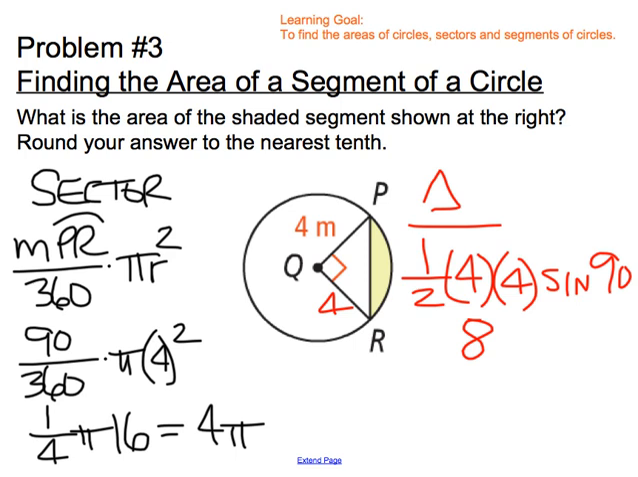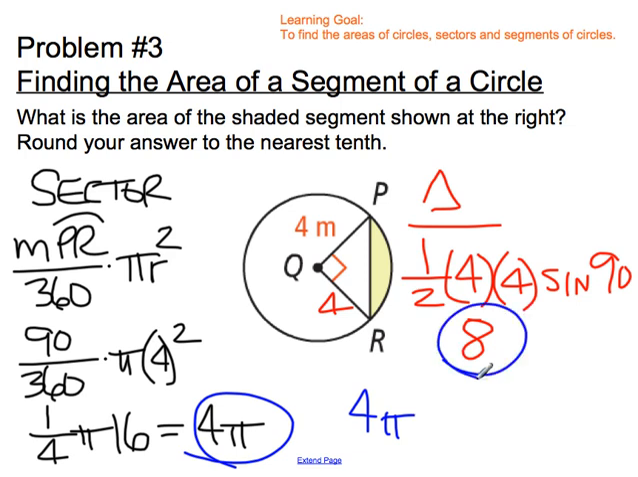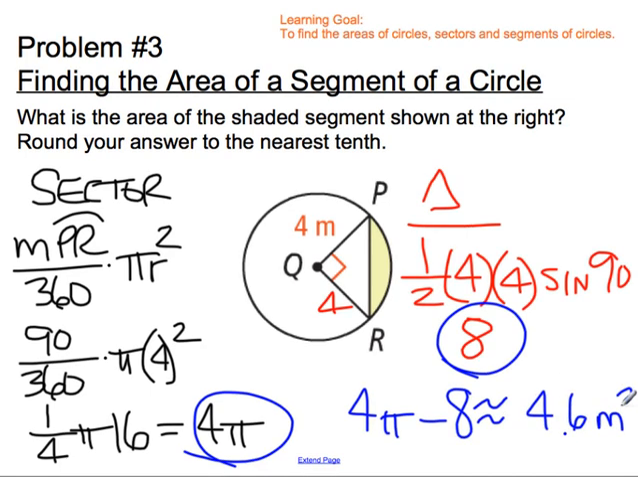So then remember, the area of the segment is the area of the sector, so 4 pi, and we're going to subtract from that the area of the triangle. So my final answer should be 4 pi minus 8. And if you plug this into a calculator, you'll find that the answer is 4.566. So again, rounding to the nearest tenth, this is going to be about 4.6 meters squared.